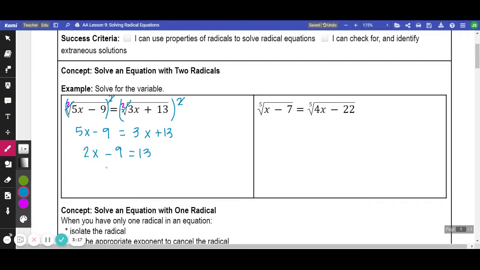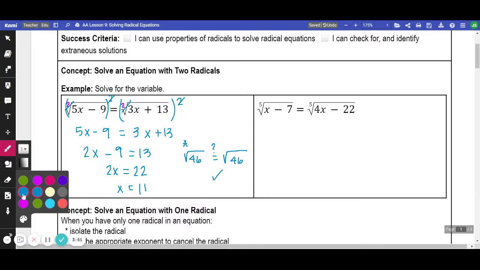So after adding 9 to both sides, 2x equals 22, and dividing both sides by 2, x equals 11. Then we need to check our solutions. If I substitute 11 into this side, I get 55 minus 9 is 46. Is that equal to 3 times 11 is 33 plus 13 is 46? Yep, those are equal. We're good. It checks out.